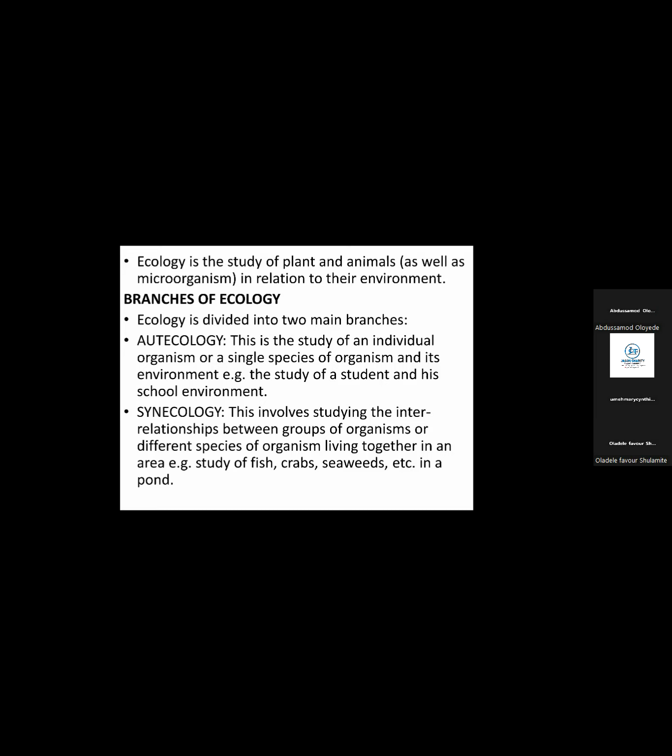Now, what are the branches of ecology? We have two main branches of ecology, which are autecology and synecology. Now, autecology refers to the study of organisms of a single species and its environment. It refers to the study of just one species and its environment. For example, the study of a bird in its nest. In such a case, you are studying only that bird in that environment, right? The environment will be the nest of the bird, and the organism being studied there will be the bird. So that is autecology.